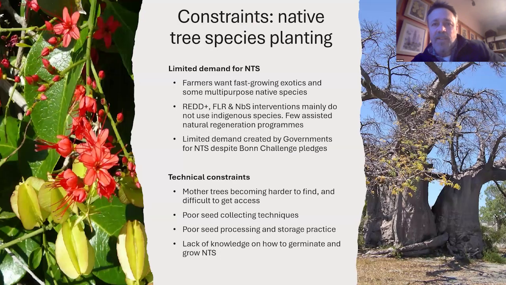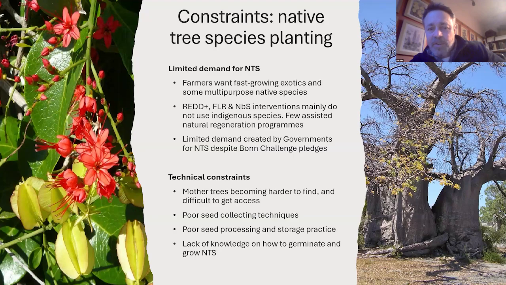So what are the constraints to native tree species planting? The most important constraint is limited demand. And of course, farmers want fast-growing exotics and multi-purpose native species, but governments have committed to restore habitats. So there should be demand, and that demand should be really instigated by governments. But we've not seen that since these big pledges have been made.